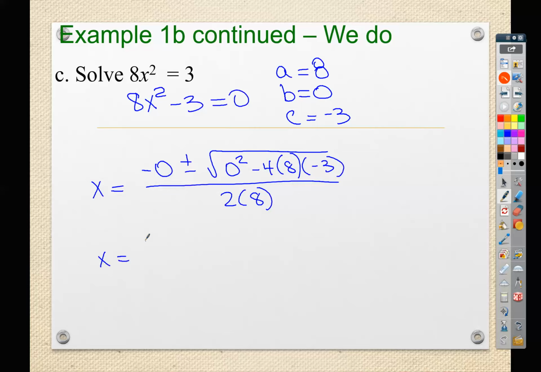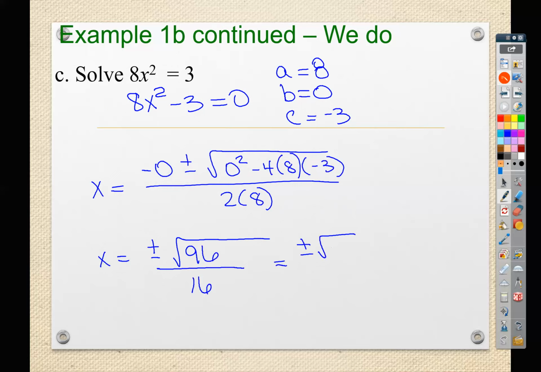So when I do that, I simplify. I don't need that 0. So I have plus or minus the square root of 0 minus, okay, so I don't really need that. Negative 4 times 8 is negative 32 times negative 3 is 96. And then that is over 16.